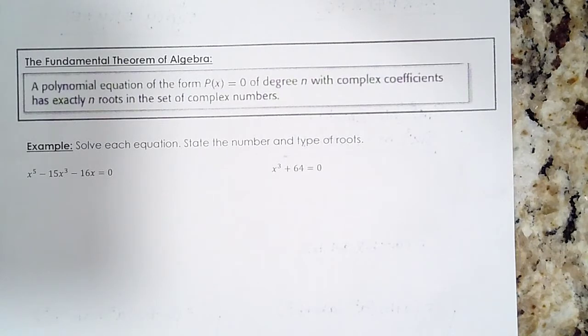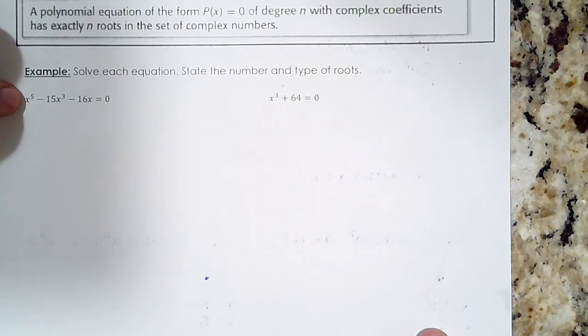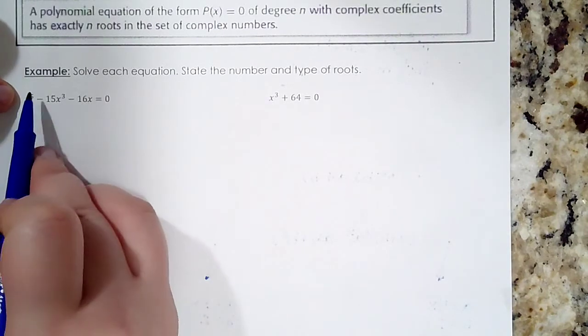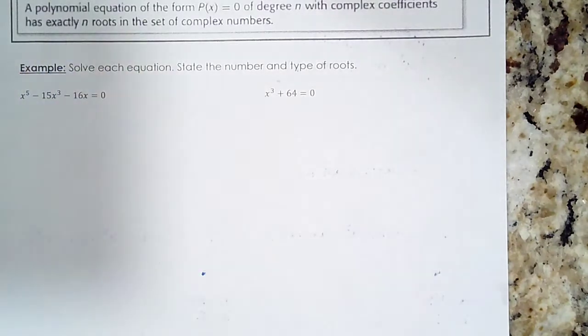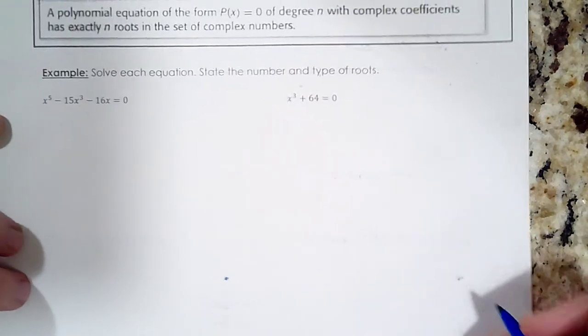Here's the deal. All that means is that the highest degree on your variable, in this case this one has 5, all it means is that this equation is going to have exactly 5 solutions. Now we don't know if they're real or complex until we solve. However, we do know that 5 exist. So let's go ahead and take a look at why that's the case.